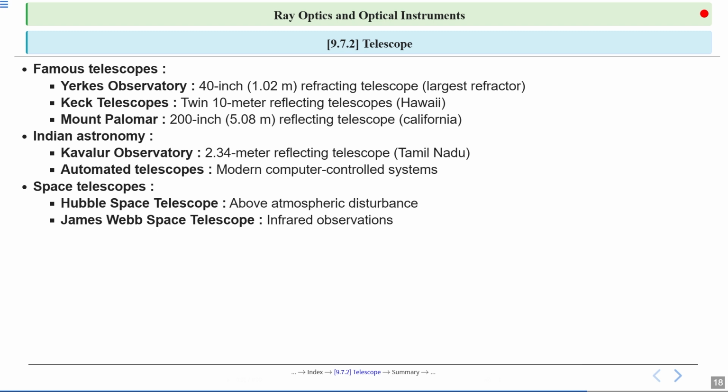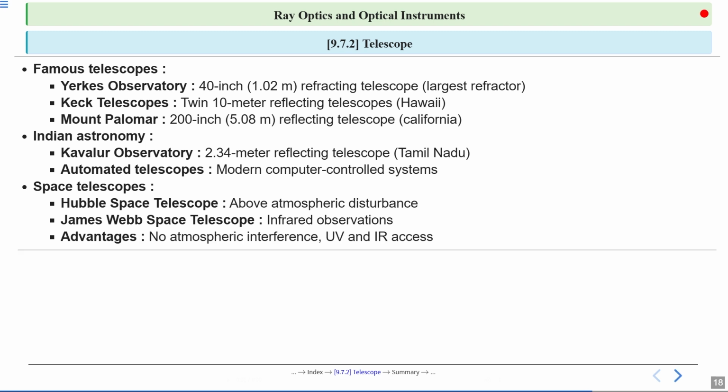This capability allows it to peer through cosmic dust and study the formation of stars and galaxies. Space telescopes have several advantages, including the absence of atmospheric interference and the ability to access ultraviolet and infrared wavelengths. These features enable astronomers to gather data that ground-based telescopes cannot.